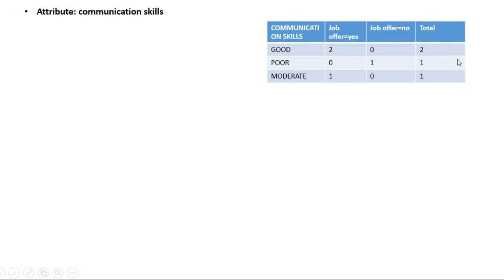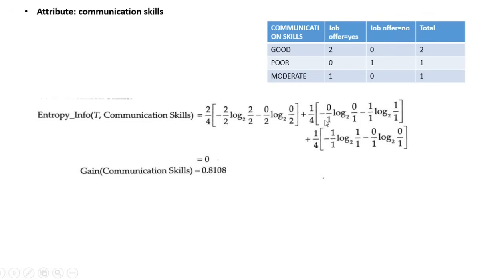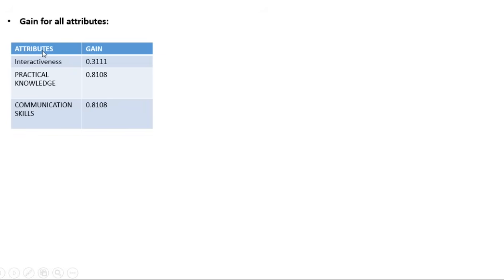Now repeat again for the next attribute, communication skills, in the same way. This is the entropy information for communication skills and this is the gain. Now summarize the gain for all the 3 attributes. So for all the 3 attributes, this is the gain that we are getting. What you can observe here is that the maximum gain is for 2 cases, practical knowledge and communication skills. Both of them have maximum gain.